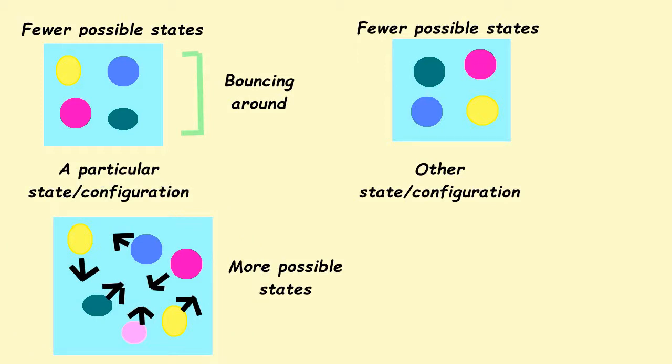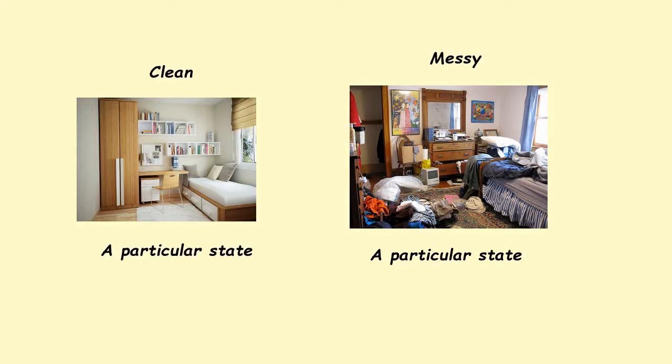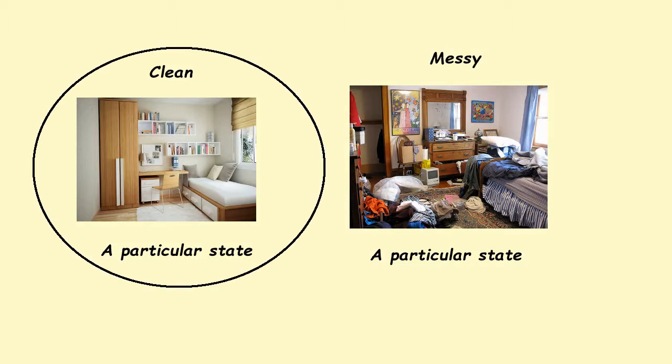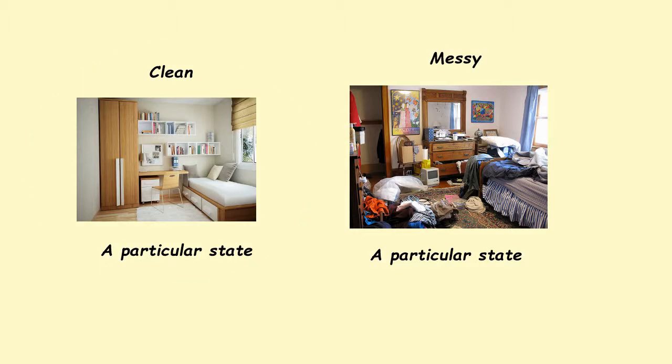When we talk about entropy, we're not talking about any one of the particular states or configurations. We're talking about the system as a whole without really knowing exactly where the molecules are. In this example with the rooms, we're just talking about particular states. Messy is a particular state, clean is a particular state, but we're not talking about the number of configurations that our room could actually have. In fact, if this room is larger, this room actually could have more configurations.